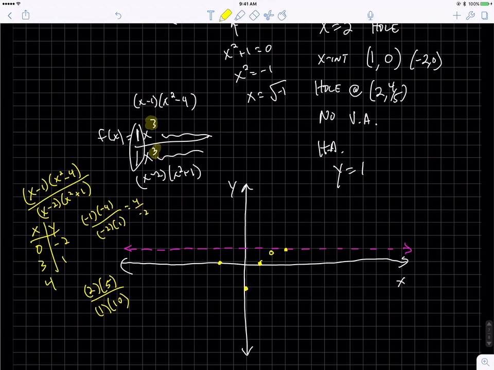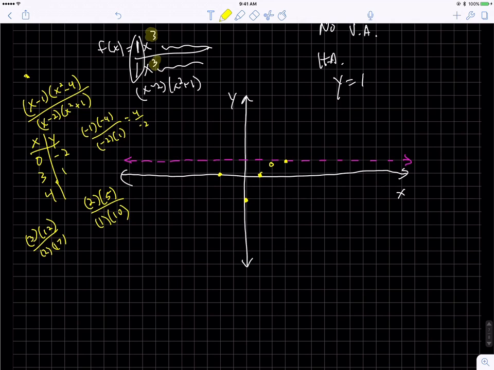So now I'm going to plug in a 4. When I plug in a 4, I get a 3 times 12 over 2 times 17. So the 2 goes into the 12 to make it a 6. So I get 18 over 17. That's just over 1.